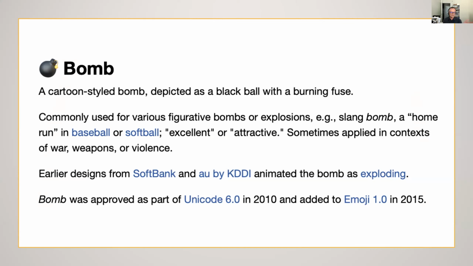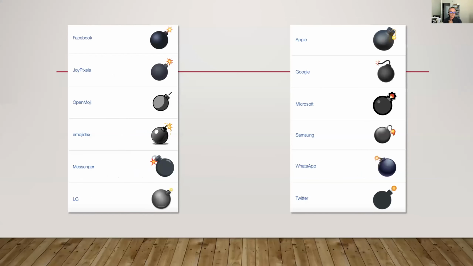Okay, and interesting trivia, earlier designs animated the bomb as exploding. So I've never seen one of those, but. All right, so let's look at how they display. Nothing really threatening here. They all look like cartoon bombs to me. But I mean, if you send a message with a bomb, a knife, and a gun, the chances are that the receiver of that message may interpret it as with a violent intent.